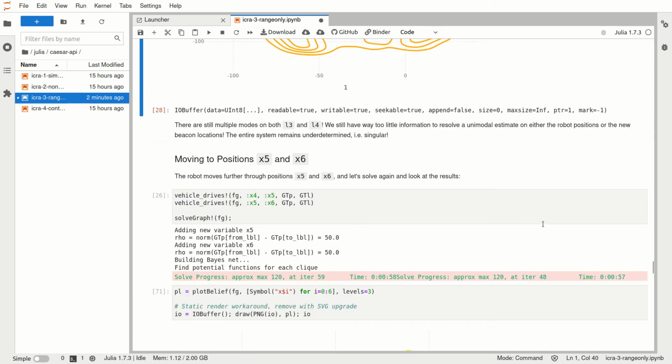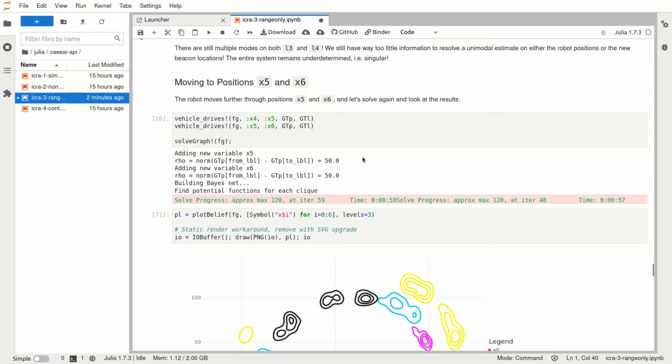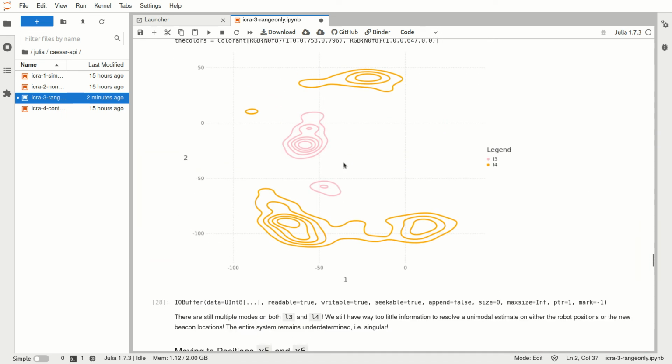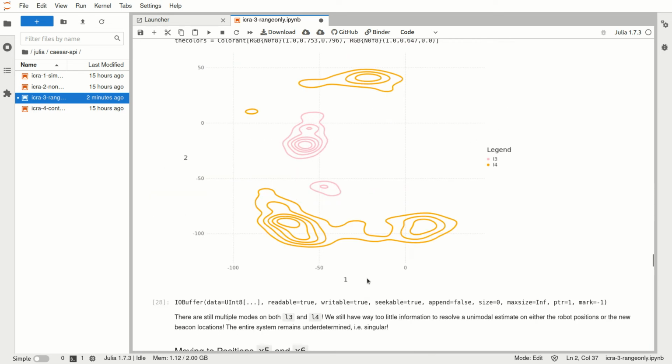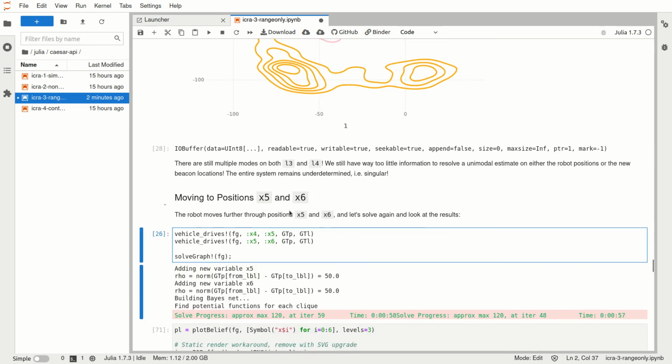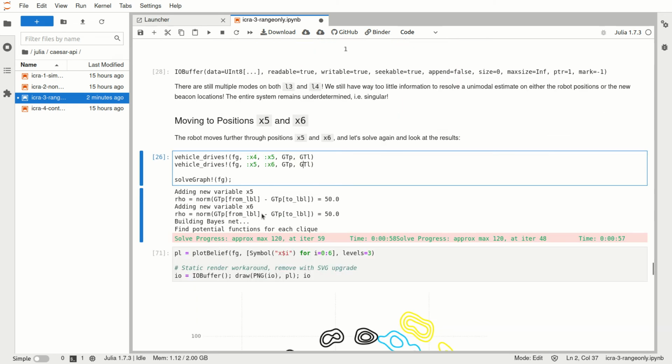All right. Oh, and it's after we've solved. So I showed you that's what happened. It wasn't the static render. It was the previous image. Then we'd already driven x5 and x6, which I ran just now and solved. So this is the L3 and L4 estimate after adding poses x5 and x6. Sorry about that. Sort of step back.